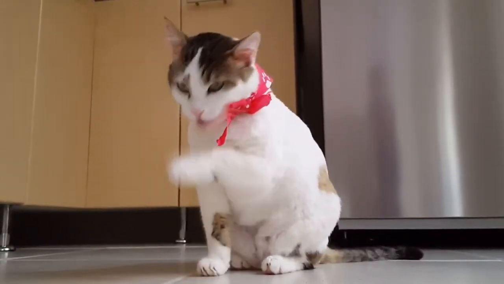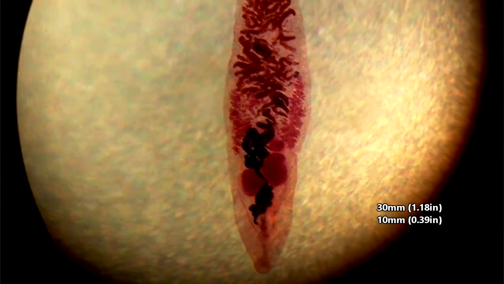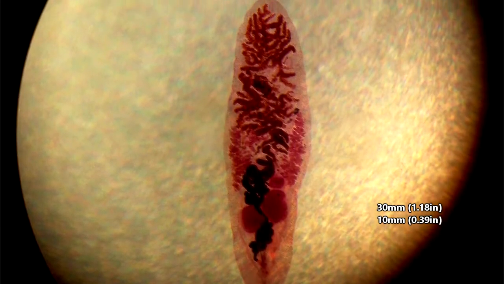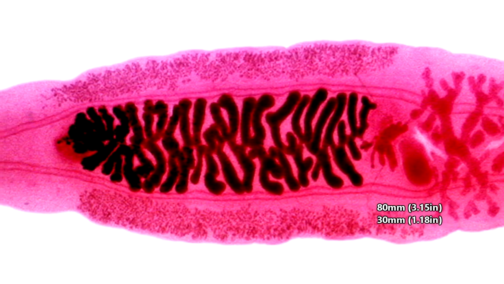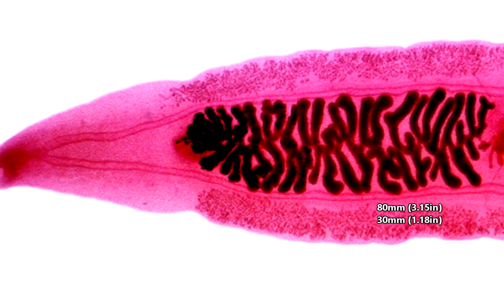Adult liver flukes are usually quite small, reaching only 30 millimeters in length and 10 millimeters in width, though the largest liver flukes can reach up to 80 millimeters long and 30 millimeters wide. As flatworms, they appear flat, and they're also leaf-shaped.